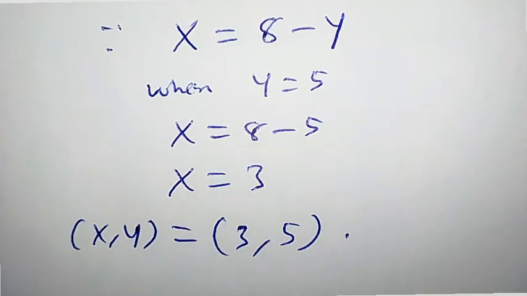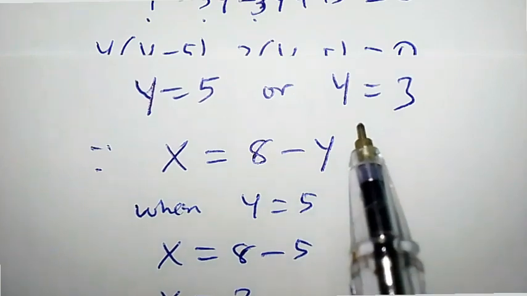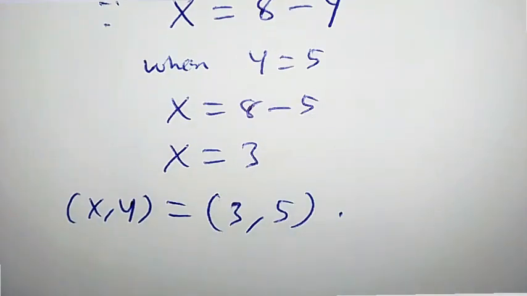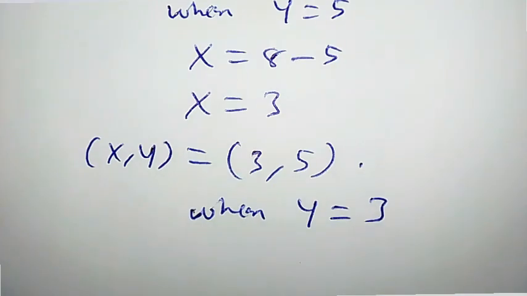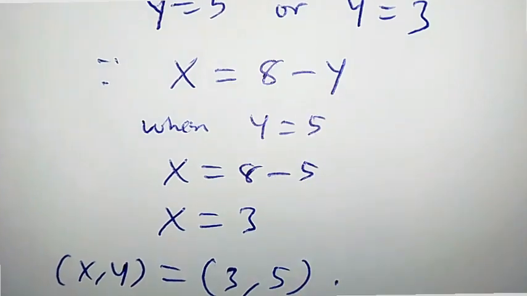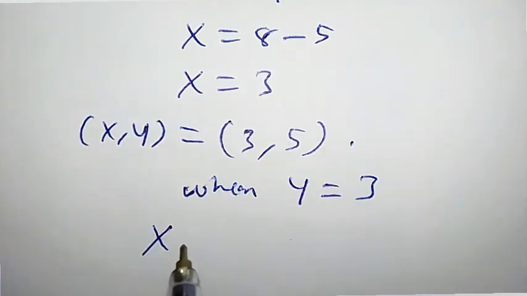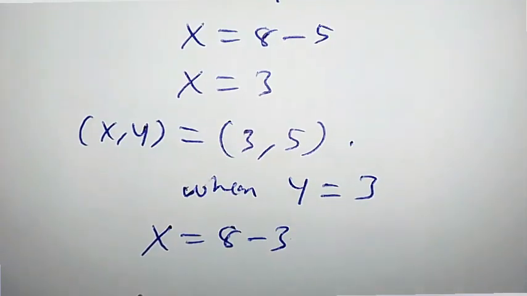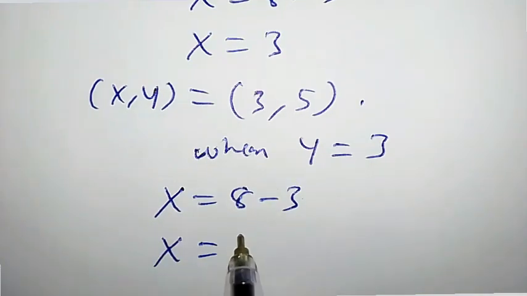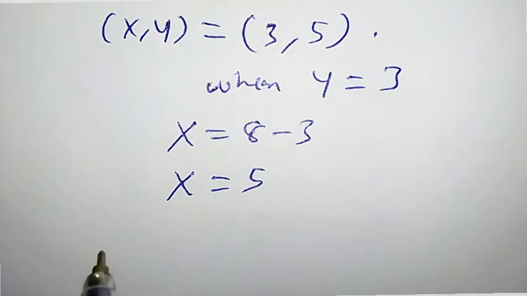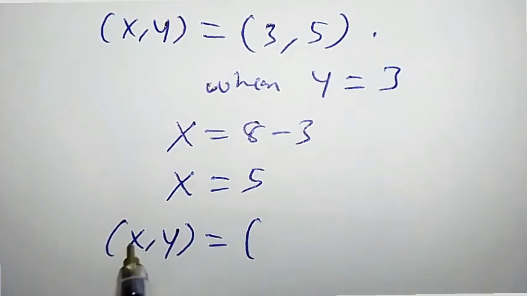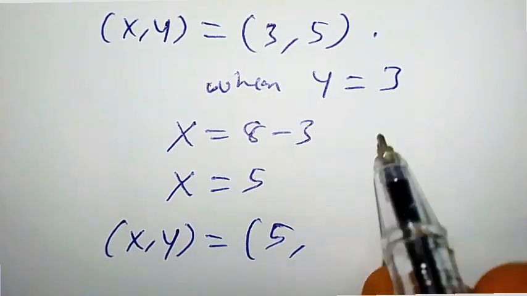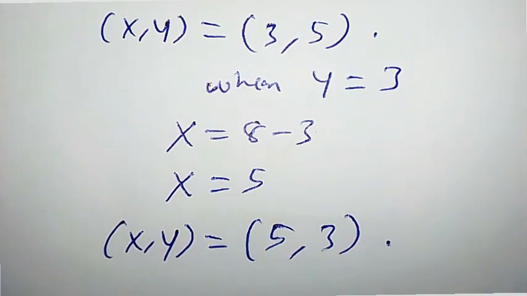Now, let us consider when y is equal to 3. When y is equal to 3, we will simply plug in the value of y, which is 3, into this equation. So we have x equal to 8 minus 3. Clearly, x is equal to 5. This means that the second solution, x comma y, is equal to x is 5 and y is 3. This is the second solution.